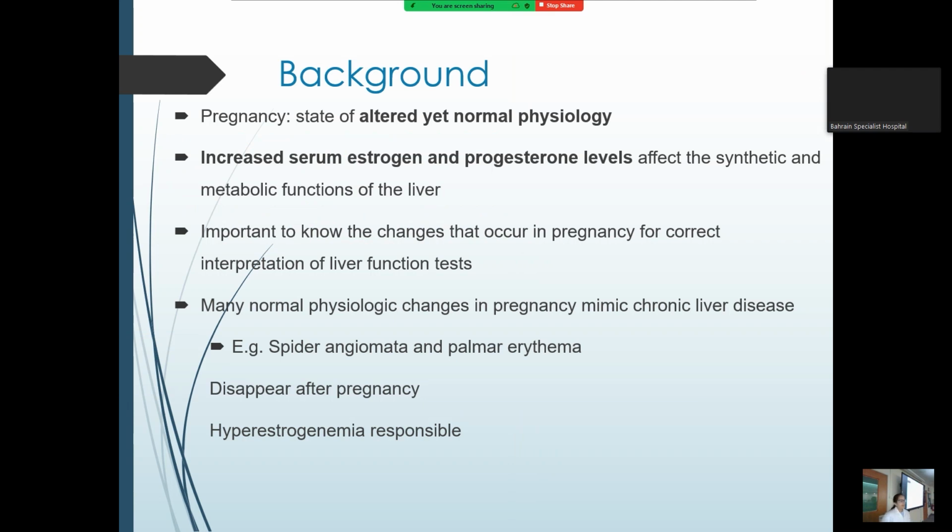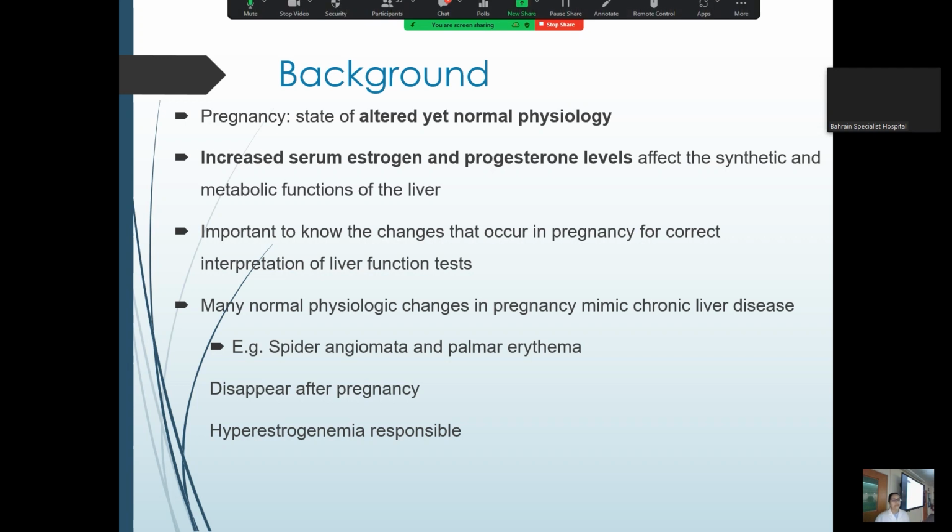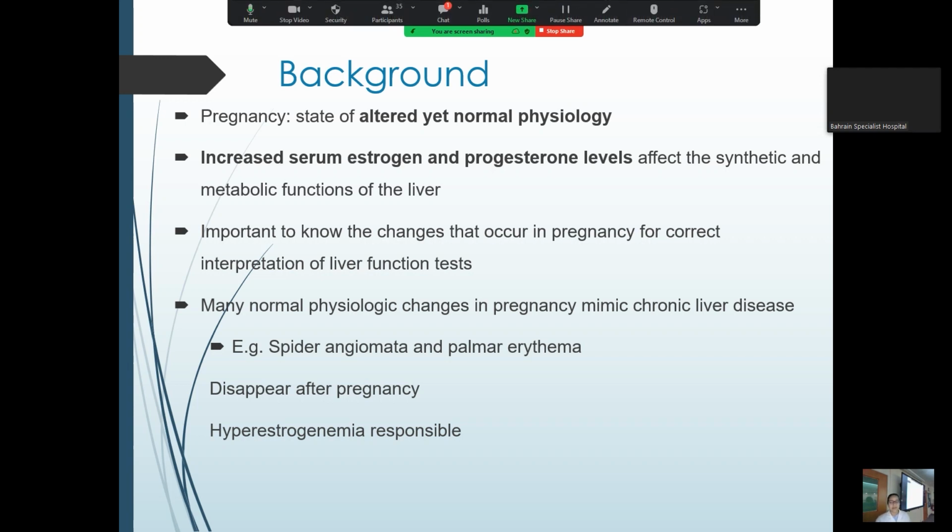So, to start with, as we know, pregnancy is a state of altered yet normal physiology. There is increased serum estrogen and progesterone levels, which affect the synthetic and metabolic function of the liver. So, it is important to know the changes that occur in pregnancy for the correct interpretation of the liver function test. Also, many normal physiological changes in pregnancy mimic chronic liver disease, that are spider angiomata and palmar erythema, which disappear after pregnancy, and the hyperestrogenic state is the responsible factor.